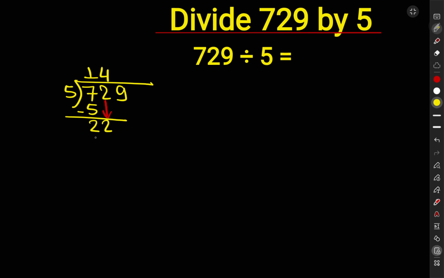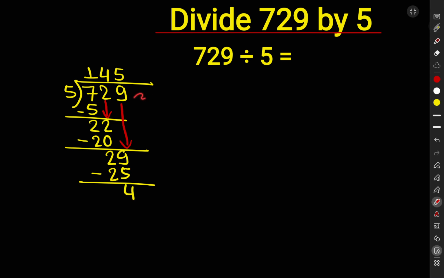5 times 4 is 20. On subtracting, we get 2. So again we put down this 9 and it is 29. 5 times 5 is 25. On subtracting, we get 4.